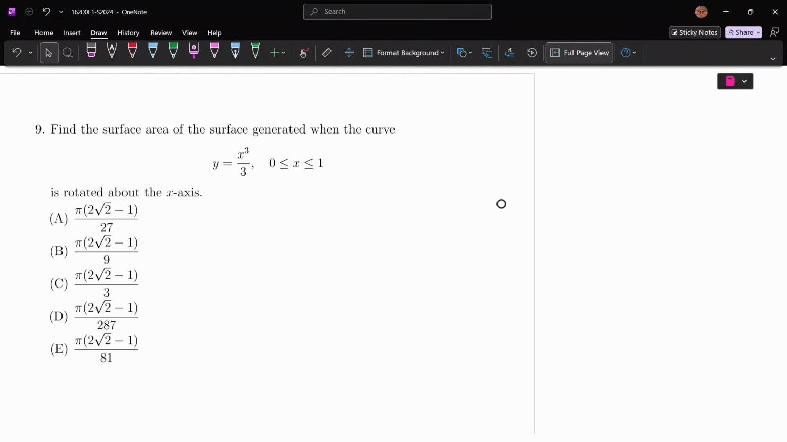We know that for surface area, SA is going to be equal to 2 pi times the integral from a to b of the function that represents the curve, so in this case let's say y, times the square root of 1 plus the derivative of y squared with respect to that variable. So in this case, it would be x. So we know that y is going to be equal to x cubed over 3. And so taking that derivative to find y prime, we can find that y prime is going to be equal to x squared. And then we know that our boundaries are going to be 0 and 1 because they're written over here.